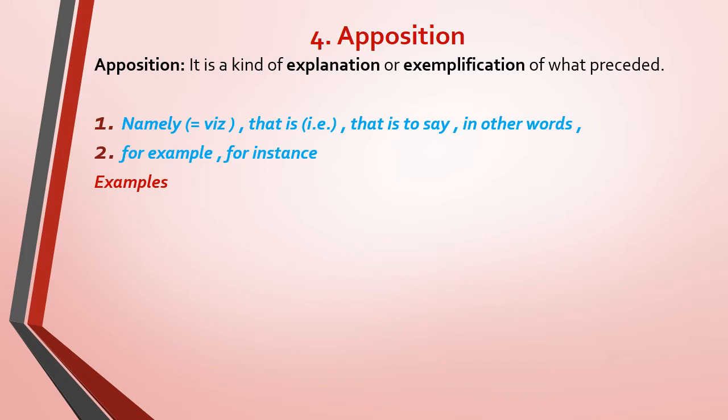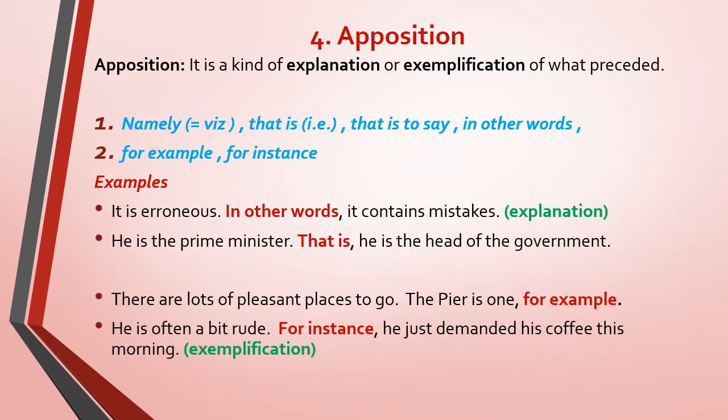The second group contains two conjuncts which show exemplification. They show an example or an illustration. Here we have two conjuncts. They are transitional expressions. For example and for instance. We take the examples now. The first two are examples of explanation, and the second pair are examples of exemplification.